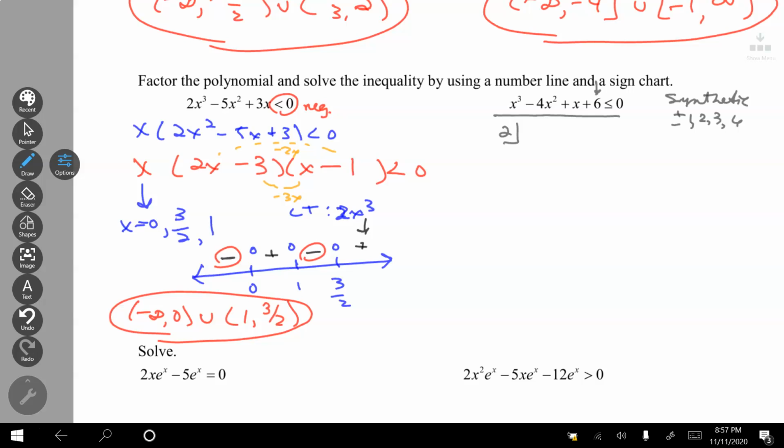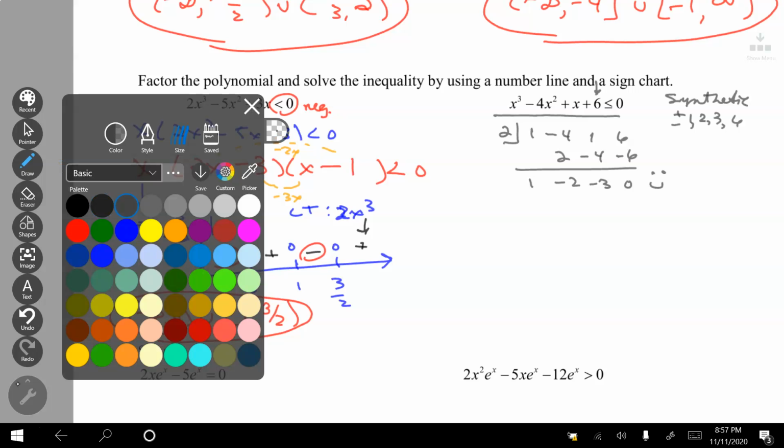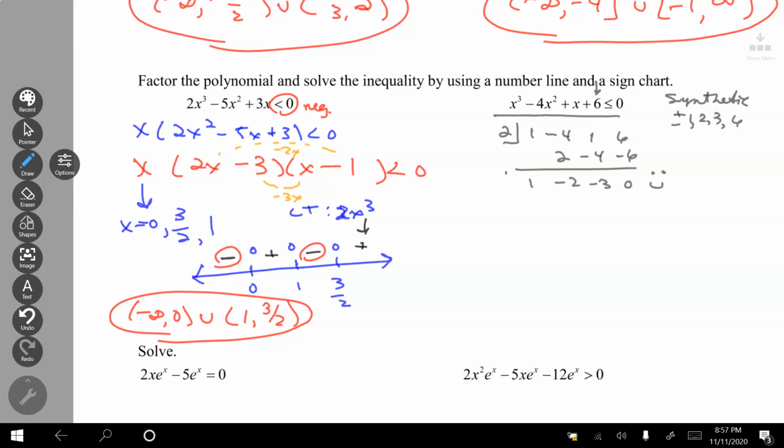Actually, I did this with Sarah today. She just guessed 2. She put in her coefficients. And 1 came down, 2, negative 2, negative 4, negative 3, negative 6, 0. Look how happy we are. And then we actually tried something else to begin with, and it didn't work. So we tried, I think we tried 3 next. I'm going to try negative 1 next. I bring the 1 down, negative 1, negative 3, 3, 0.